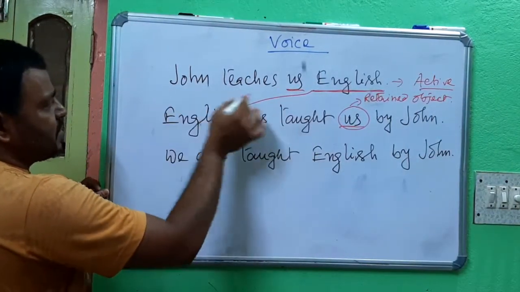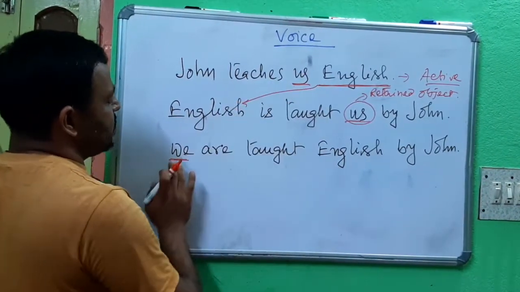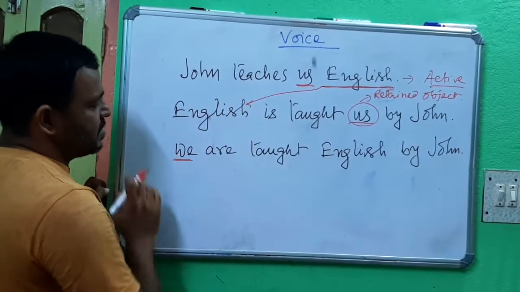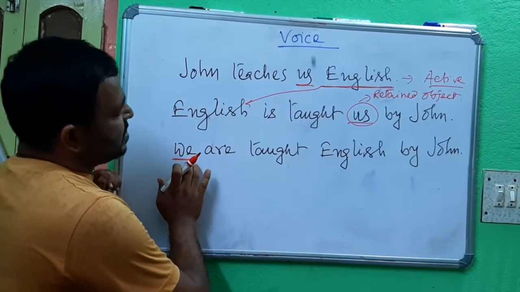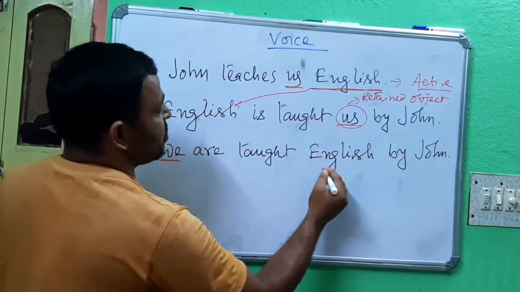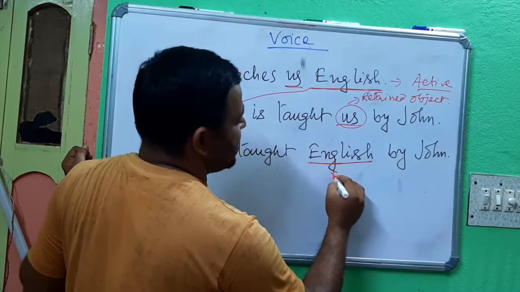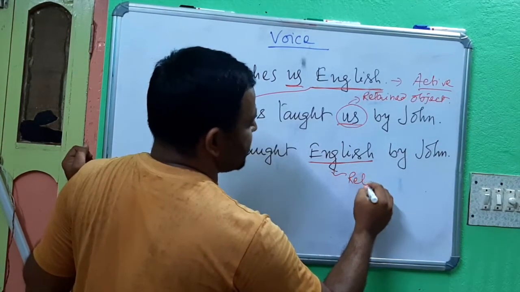In this sentence, the object us is used as the subject. Hence, the passive voice is: We are taught English by John. So English is unchanged here, and English is the retained object.